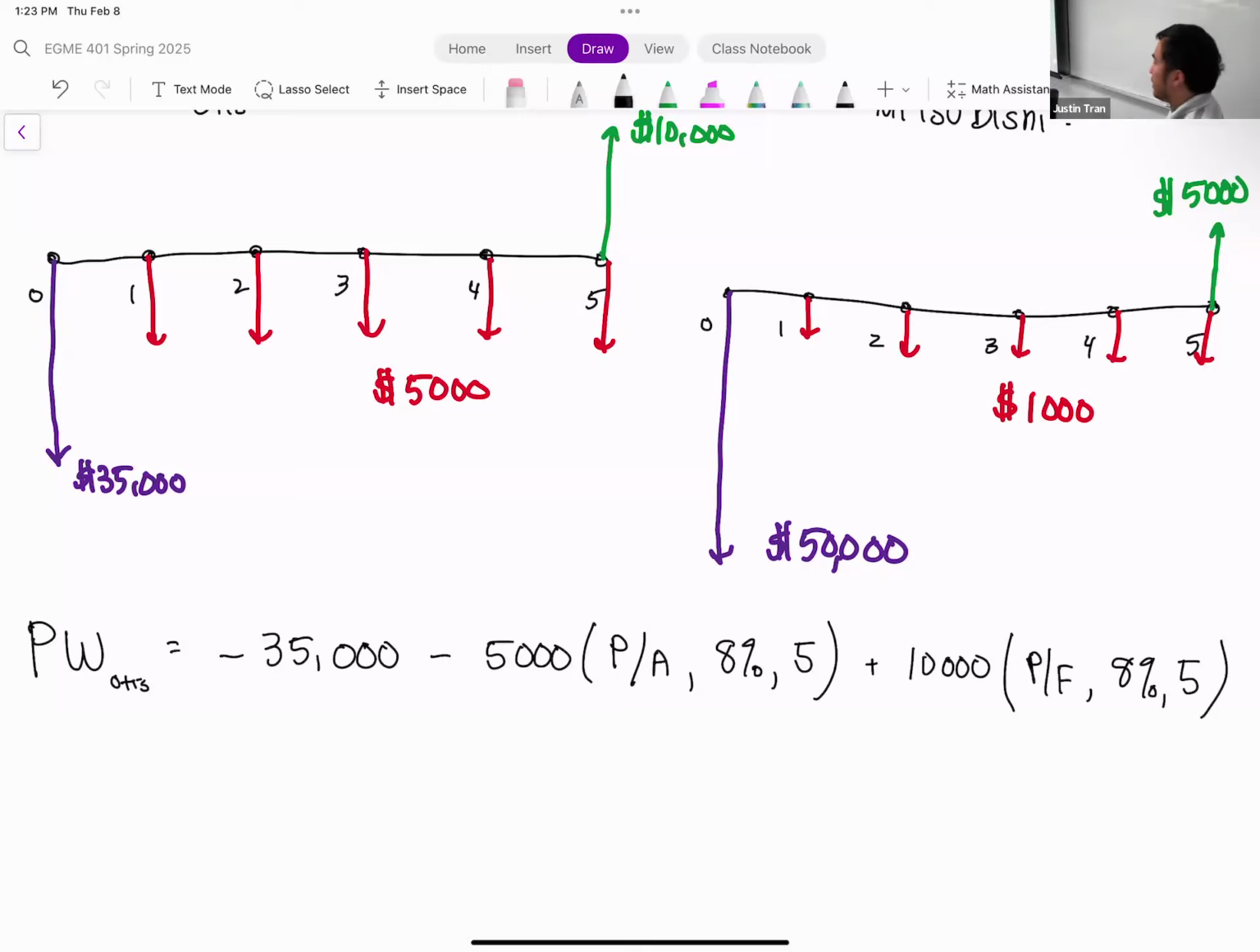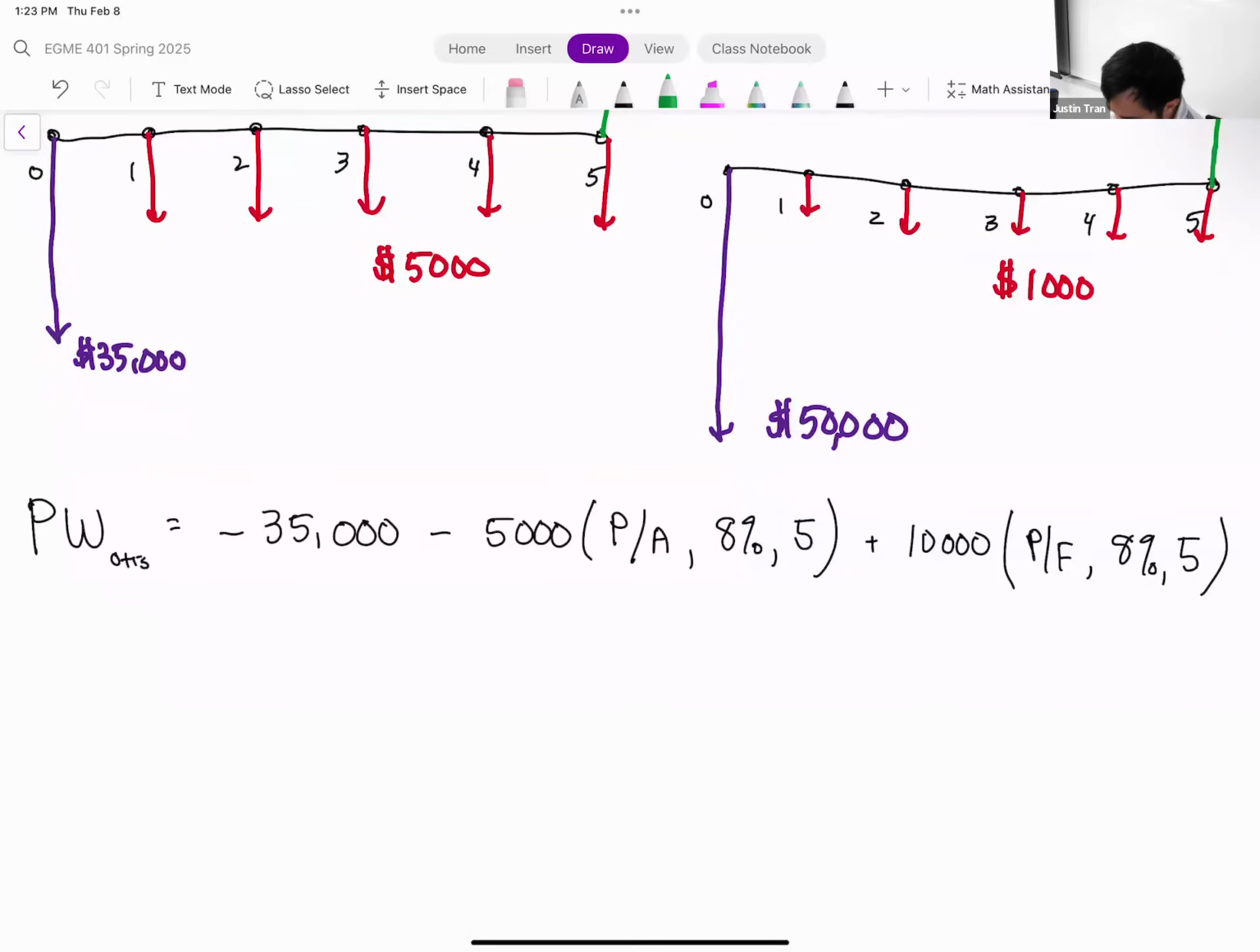But our interest rate and the N is the same as well. So we have 8% and then 5. So we can look these up in the tables, and of course, if you're more comfortable using the formulas, you can do that here as well. But when we look these up in the tables, what we get for this factor right here, from the table, we get 3.993.